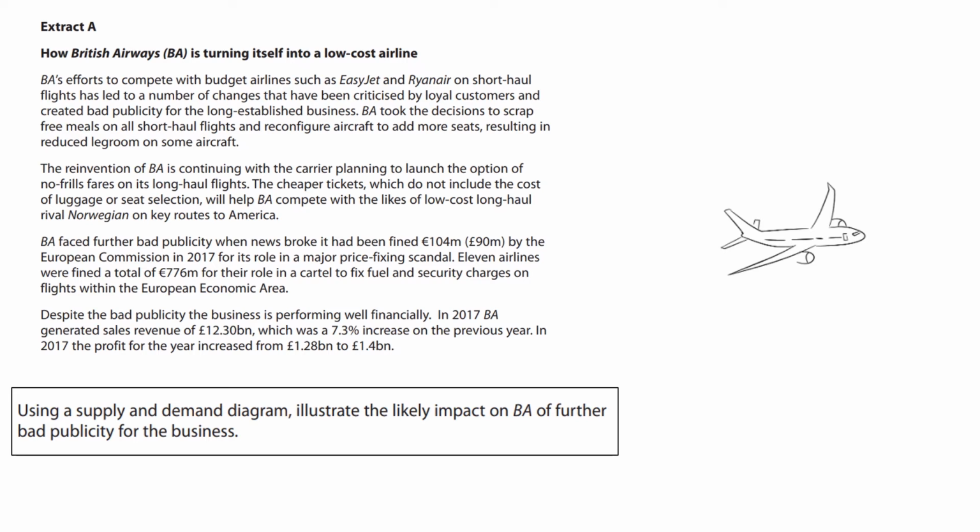Despite the bad publicity, the business is performing well financially. In 2017, BA generated sales revenue of £12.3 billion, which was a 7.3% increase on the previous year. In 2017, the profit for the year increased from 1.28 billion to 1.4 billion. So we are required to use a supply and demand diagram and illustrate the likely impact on BA of further bad publicity for the business. So you can pause the video now if you want and attempt the question.